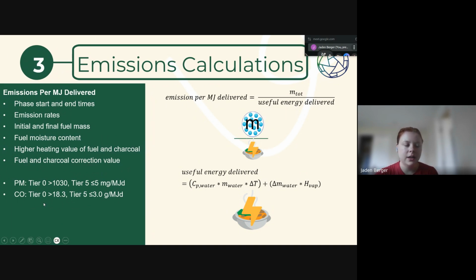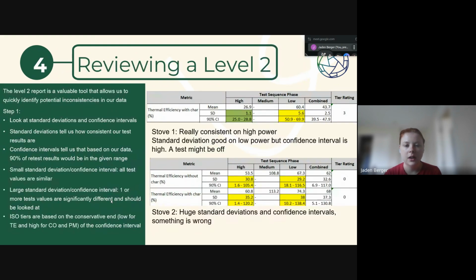And I put down here the tiers for PM and CO, so what we're expecting for megajoules delivered for our tiers. This one's a little harder to check the range, but I will give a method in just a minute of how we can understand if a test is off for these metrics. Which brings me to reviewing a level 2.